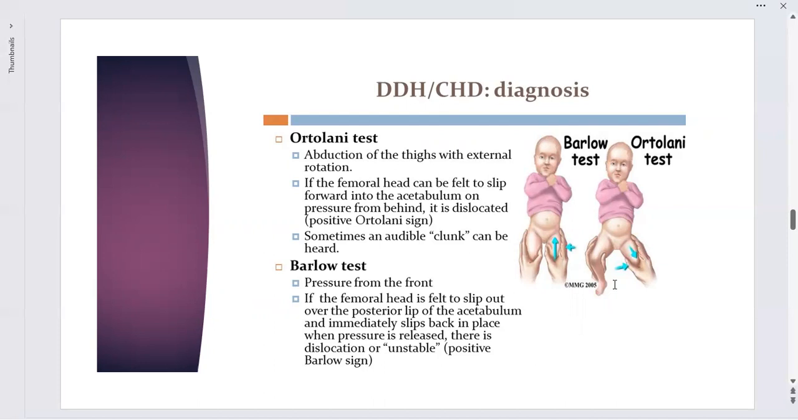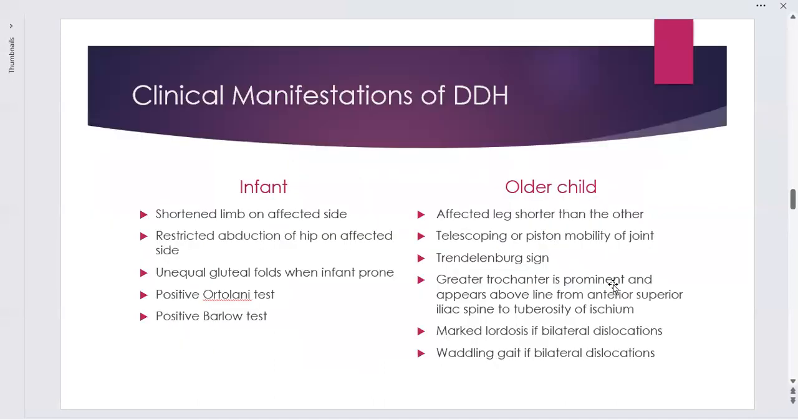And so the tests happen at the same time. But what you would hear if it was a positive find is that clunk. And that would tell you that we do have some dislocation, okay? In our older child, the affected leg is going to be shorter than the other.